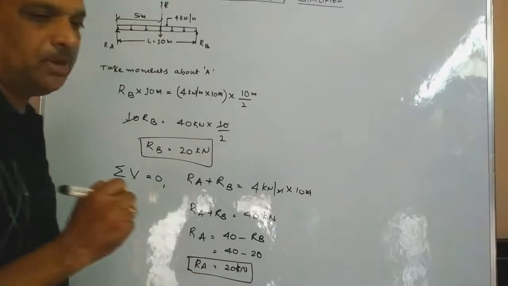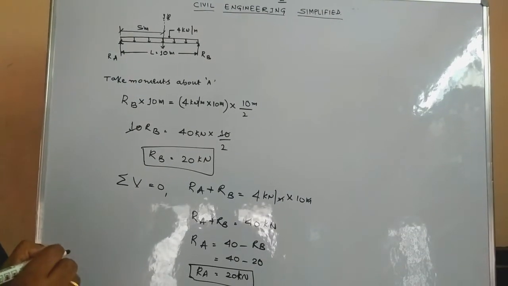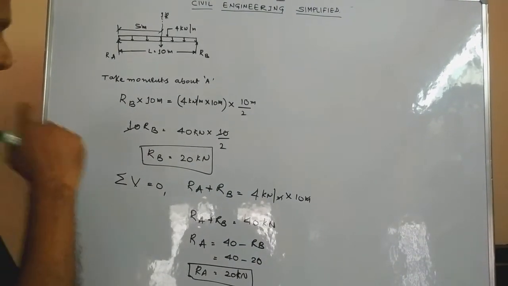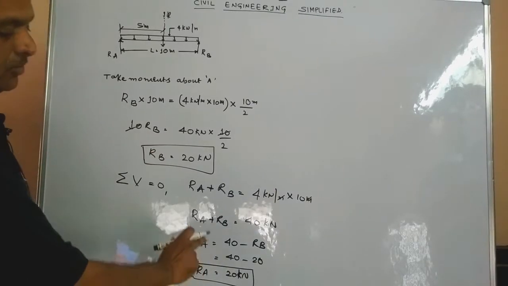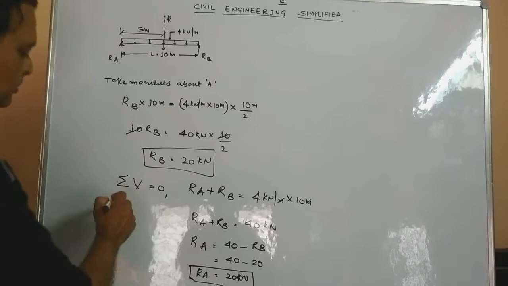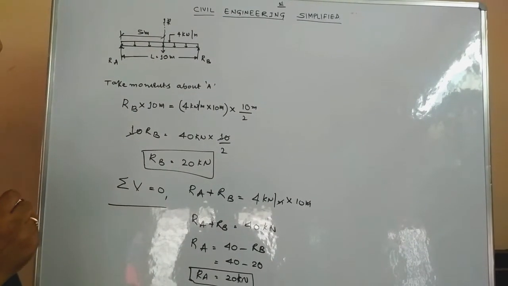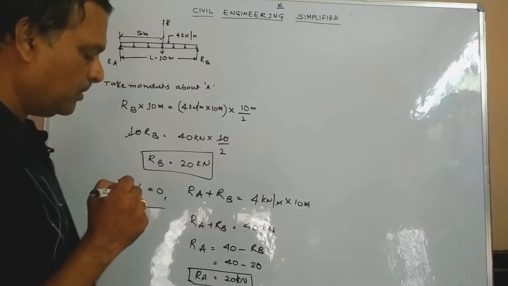I hope it is quite simple and you have understood how to calculate a simple reaction for a beam carrying UDL. Just to verify whatever we have calculated, that these reactions are correct, we are going to apply this equation, that is summation of all the vertical forces to be equal to 0.